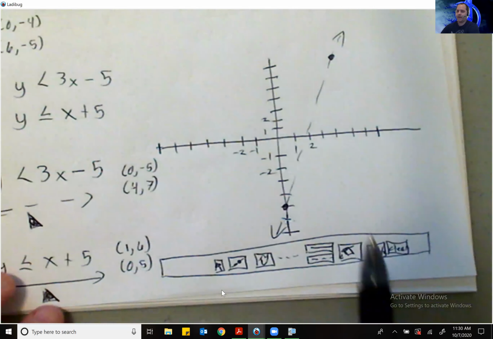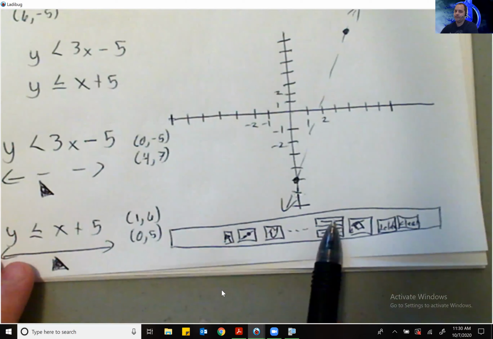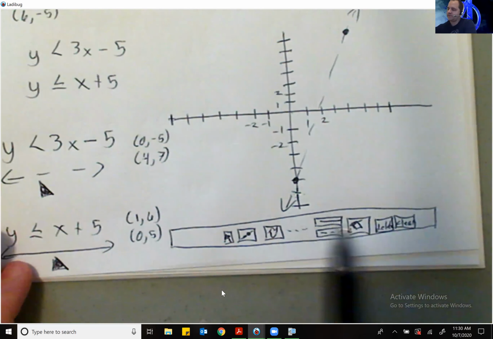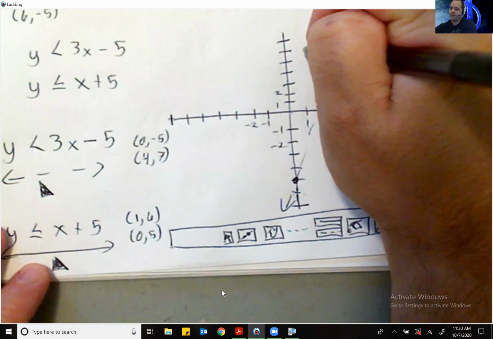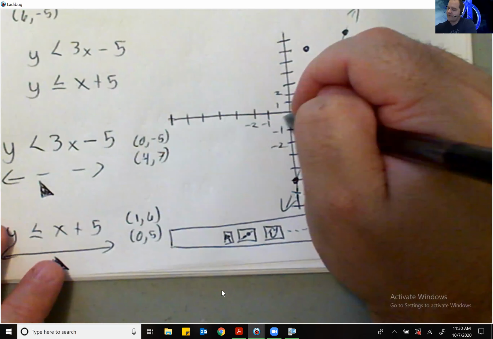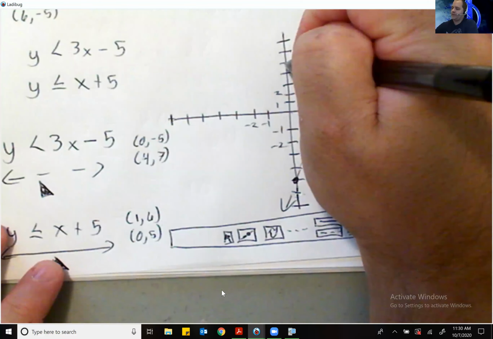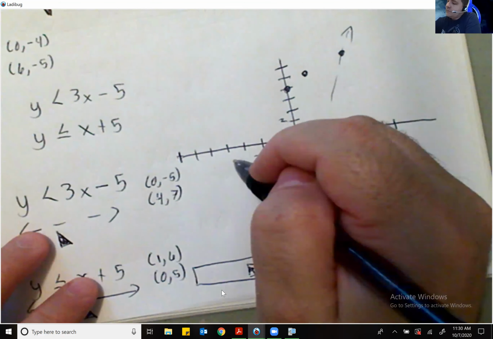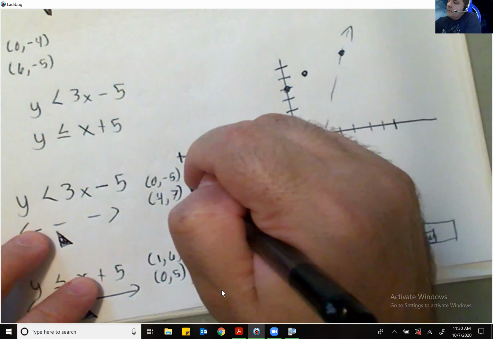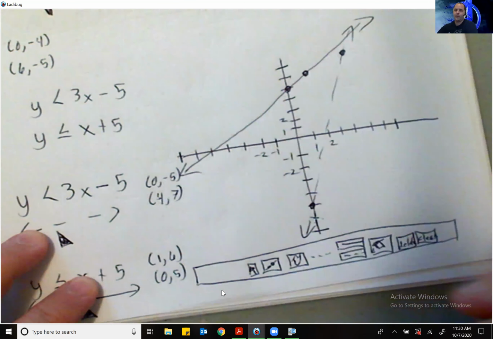I click my line. I click on solid. And I come up and I plot 1, 6. And 0, 5. Now this isn't going to be the greatest of graphs, but it will look somewhat like this. Okay?